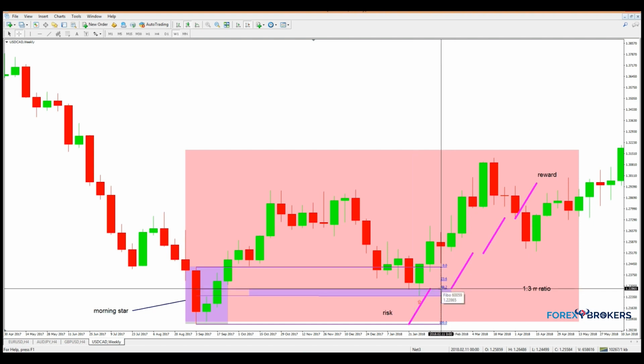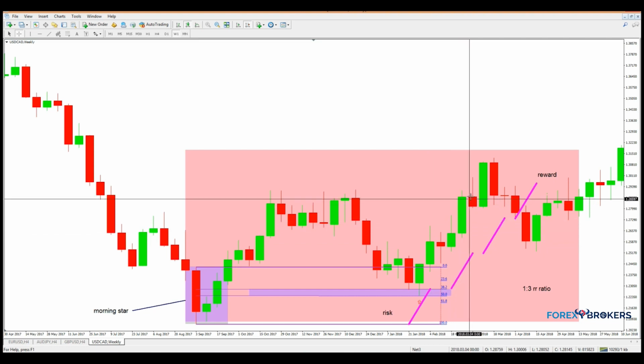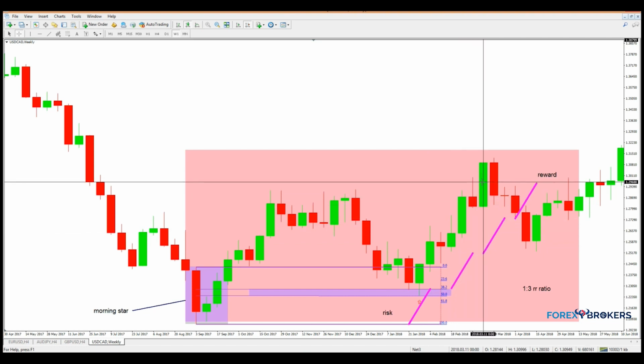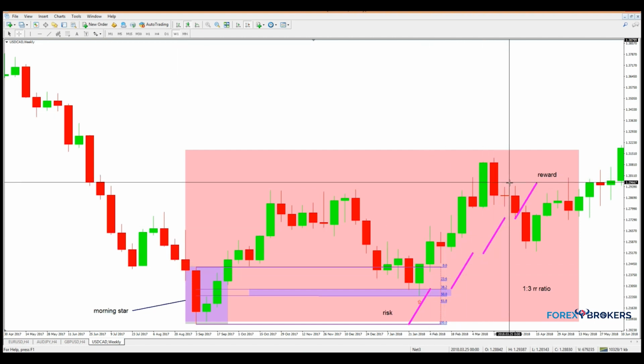It gave a very nice risk and reward ratio, and then by the time that the entry came in, within the next 1, 2, 3, 4, 5, 6 candlesticks, 1 week each, so in 6 weeks, because this is the weekly chart, the market reached the 1 to 3 target. The opposite of a morning star is the evening star. Obviously, it is a bearish pattern that forms at the end of bullish trends.